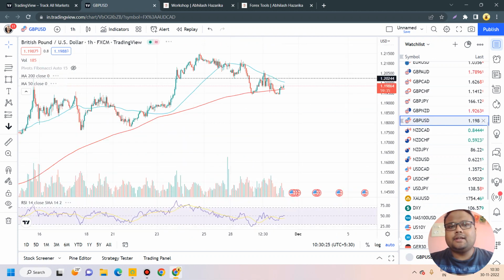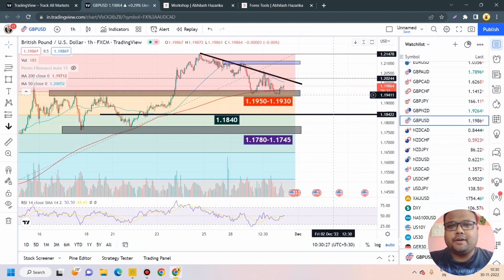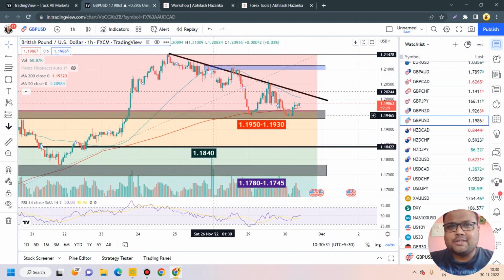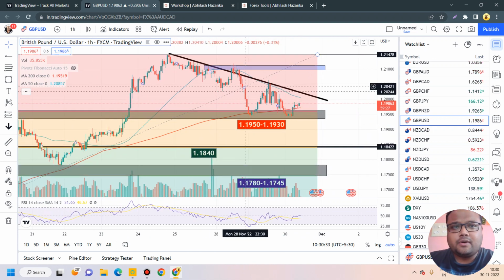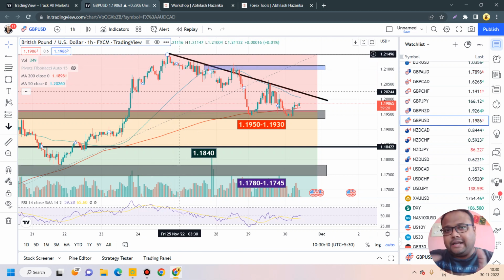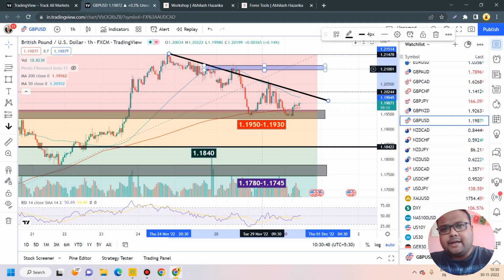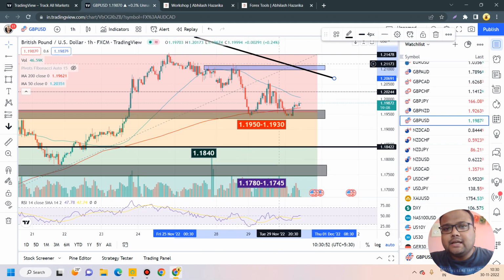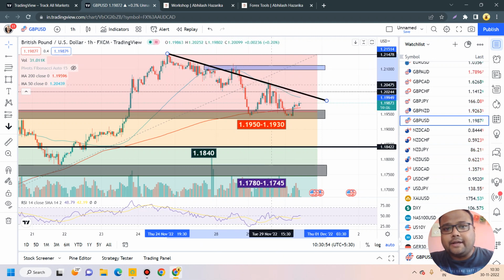Now let's have a look at the chart of GBPUSD, British Pound, US Dollar. As you can see, I have marked many levels, so let's try to understand them one by one. First of all, we can see that GBPUSD is right now in a downward direction. We have a trend line at the top which is acting as a dynamic resistance for the market, and if I remove the trend line, then also you can see that we have the 50 moving average, which is also acting as the dynamic resistance for the market right now.